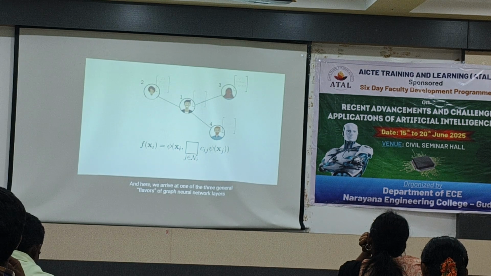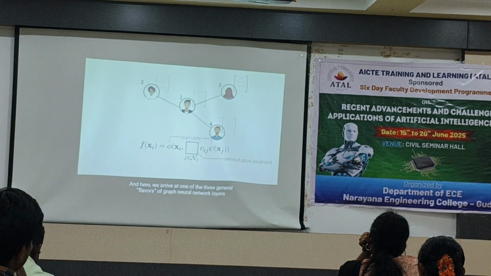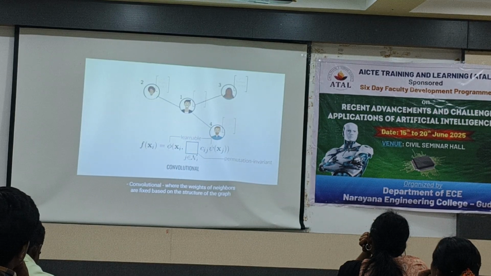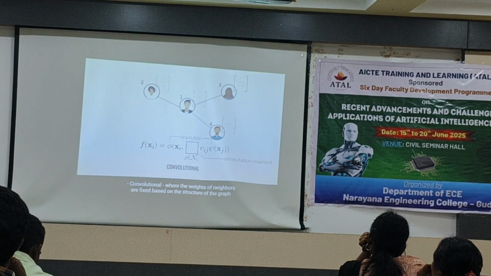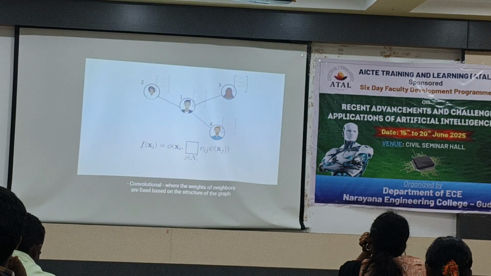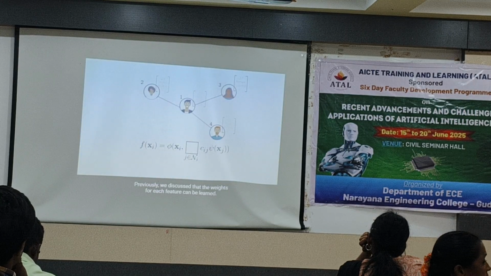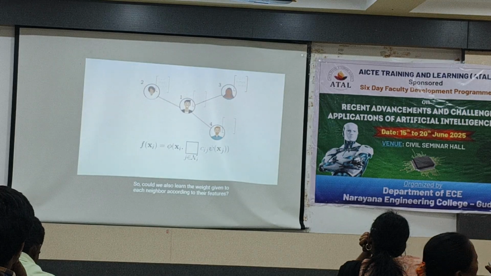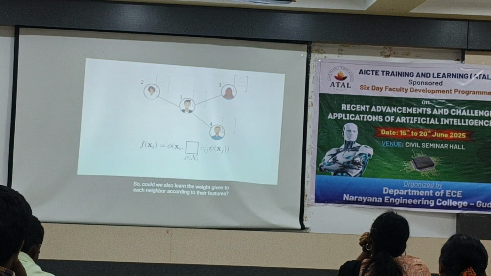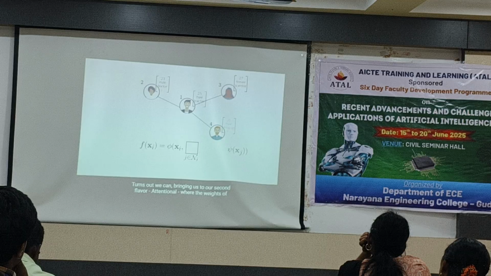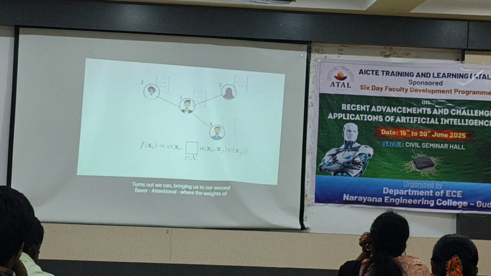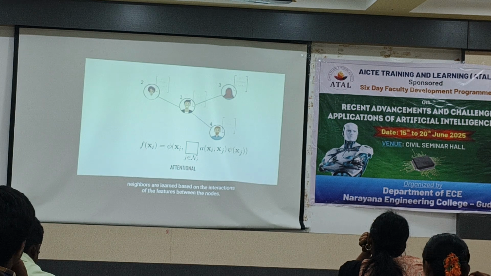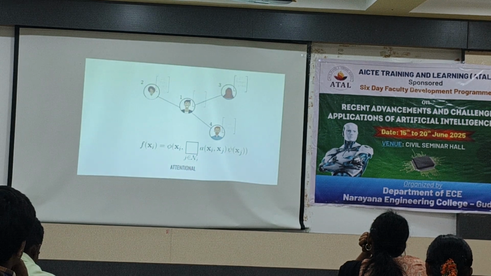And here, we arrive at one of the three general flavors of graph neural network layers: convolutional, where the weights of neighbors are fixed based on the structure of the graph. Previously, we discussed that the weights for each feature can be learned. So, could we also learn the weights given to each neighbor according to their features? Turns out we can, bringing us to our second flavor, attentional, where the weights of neighbors are learned based on the interactions of the features between the nodes.